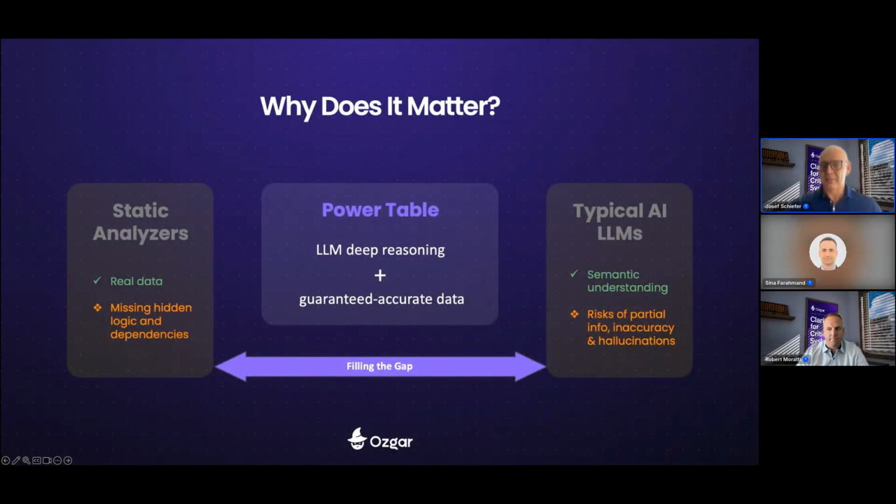So why does this matter? Before, Robert mentioned that the issue with static analyzers and typical AI LLMs is that there are some shortcomings when it comes to accuracy and amounts of data and hallucination. So this is what the Power Table fixes. It gives you the user experience of an LLM with deep reasoning, but guarantees accurate data. Next slide, please.